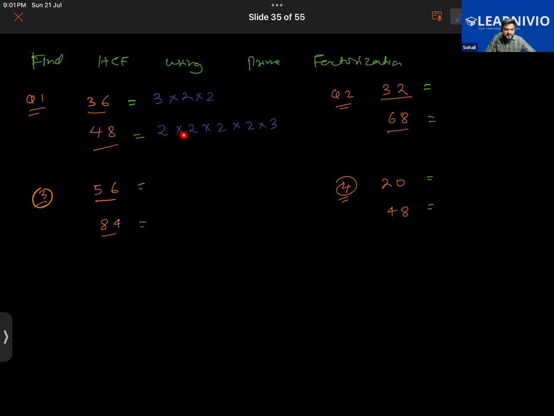What is the product of this? 2 times 2 is 4, 4 times 2 is 8, 8 times 2 is 16, 16 times 3 is 48. So thereby it is correct. We have written this in the correct form.